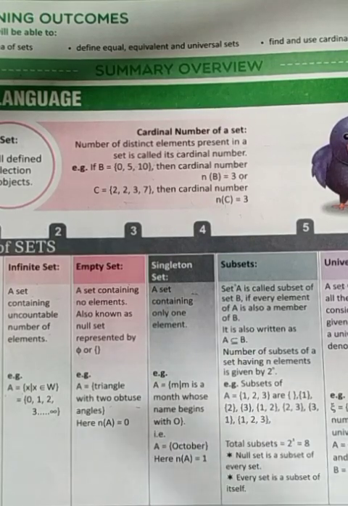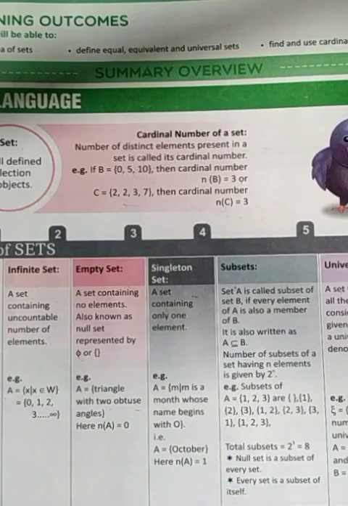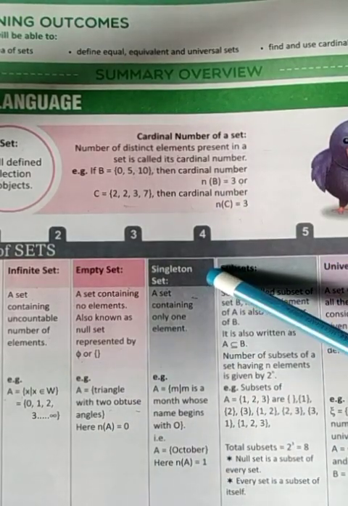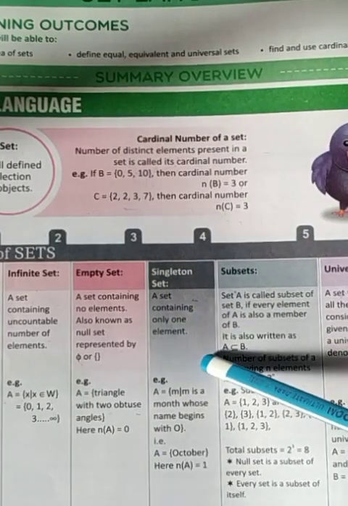Have you understood now what is meant by finite set, infinite set and the empty set? Next we will move to the singleton set. Singleton set means a set containing only one element.